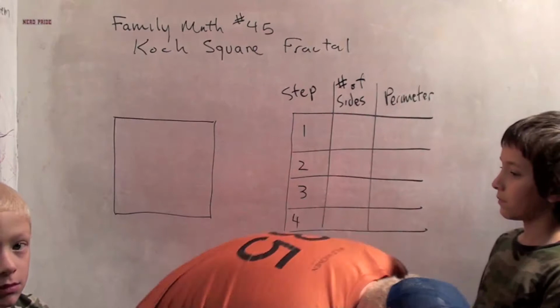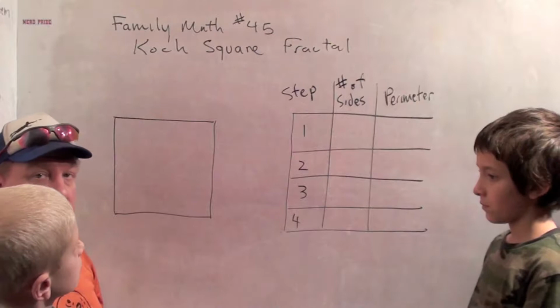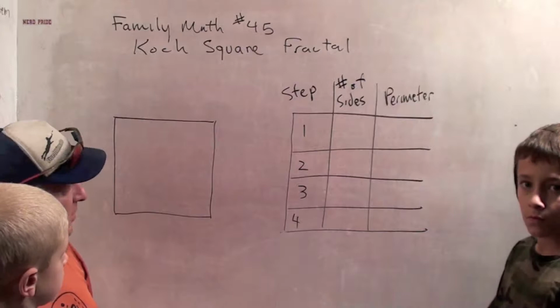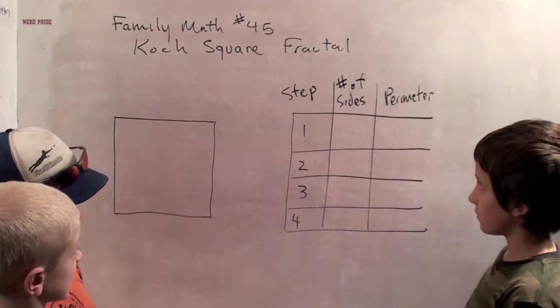Today we're going to talk about something that I think is called the Koch Square. It's a fractal, which is a really neat geometry pattern. To make these fractals, you just make different pictures one step at a time. Okay, you ready to do that? All right, so step one, we start out with a square. Is that a surprise? No, because it says Koch Square.